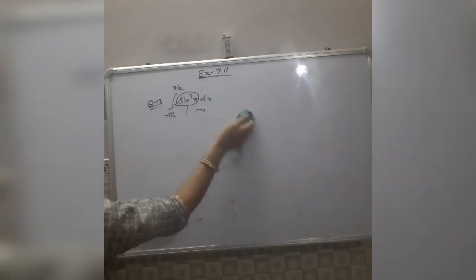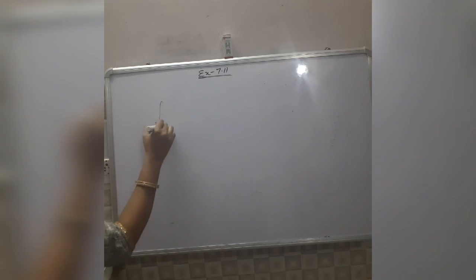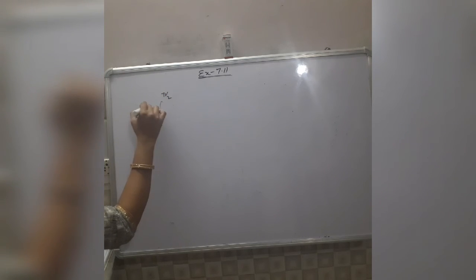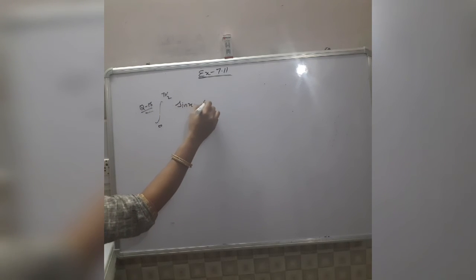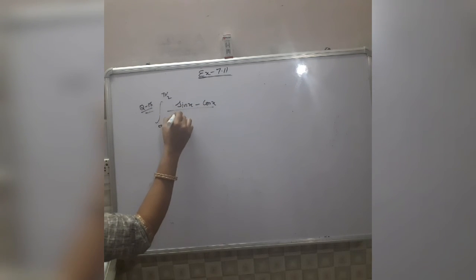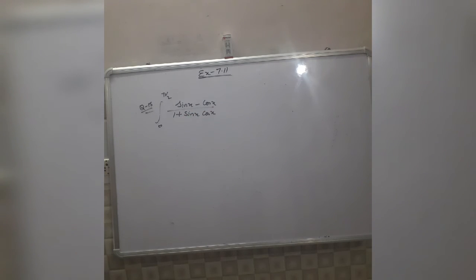Next, in the 15th sum, in question number 15, the function is sin x minus cos x divided by 1 plus sin x into cos x, and limits from 0 to pi by 2 are given to you.